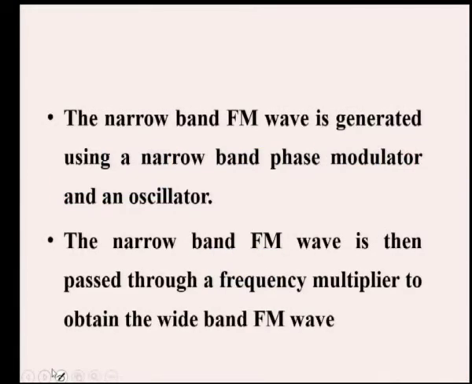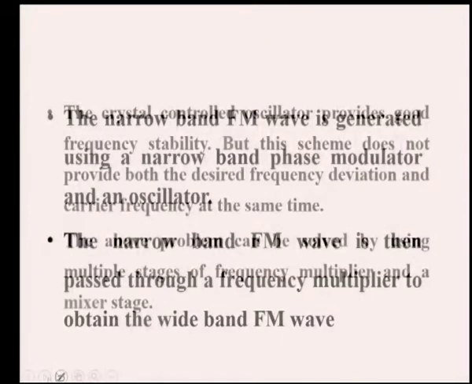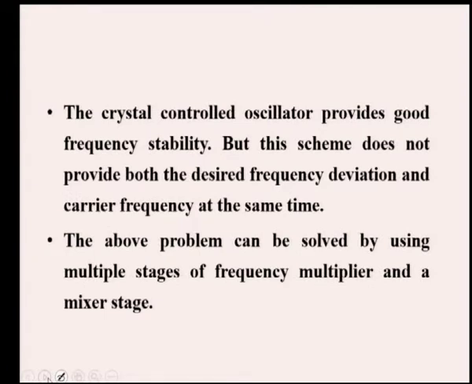This is another method of generating an FM signal. The narrowband FM wave is generated using a narrowband phase modulator and an oscillator. The narrowband FM wave is then passed through a frequency multiplier to obtain the wideband FM. The crystal controlled oscillator provides good frequency stability, but this scheme does not provide the desired frequency deviation and the carrier frequency at the same time. The above problem can be easily solved by using multiple stages of frequency multiplier and mixer stage.